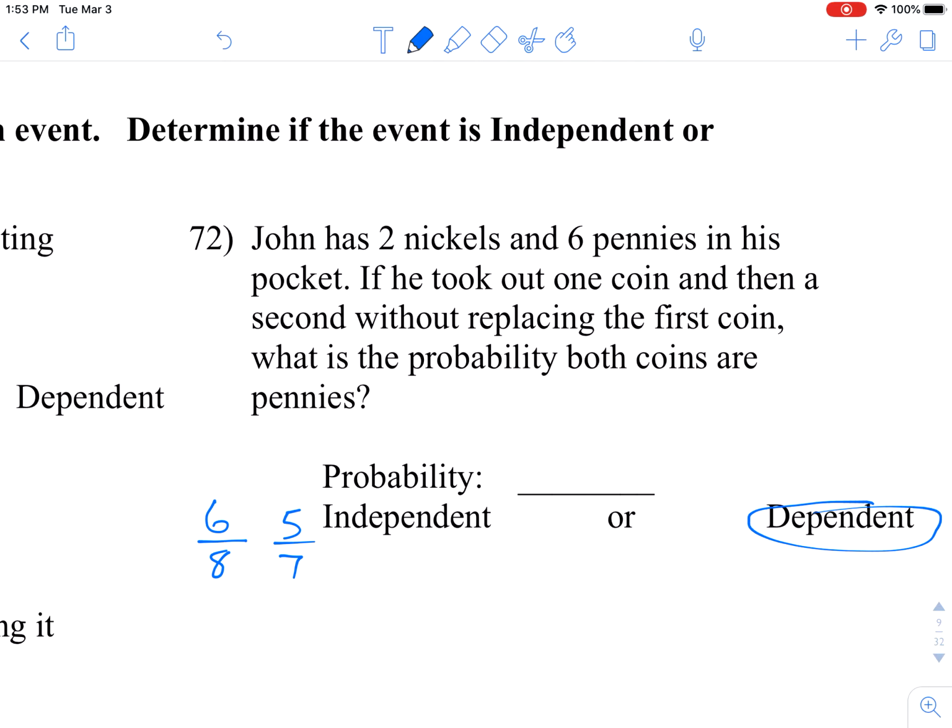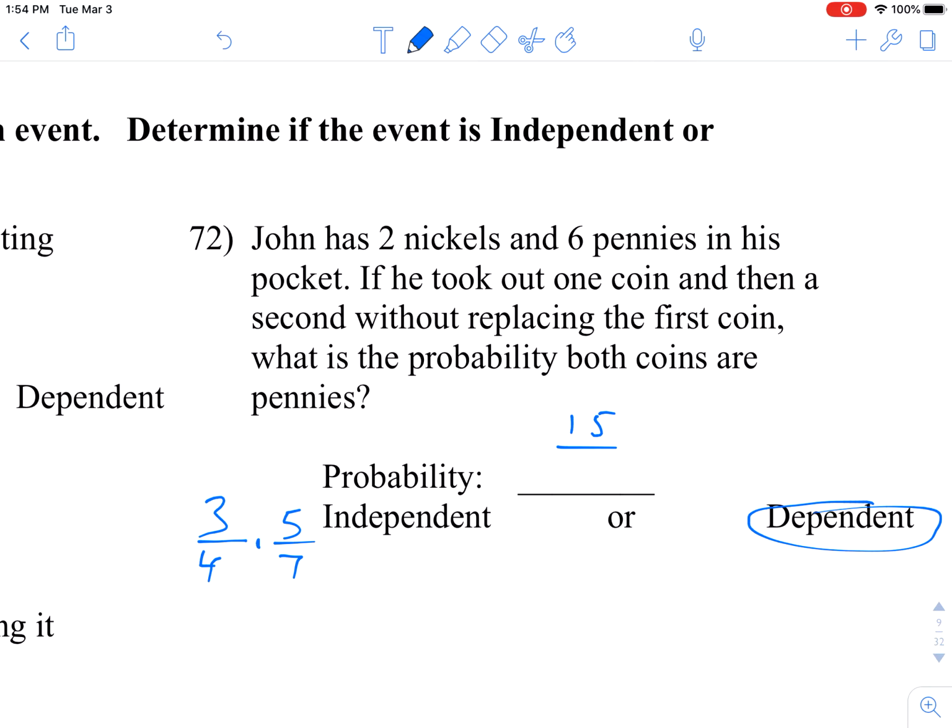And we'll figure out what the probability is. First of all, you can reduce 6 over 8 to 3/4. If we go ahead and reduce that and we multiply those together, 3 times 5 is 15.